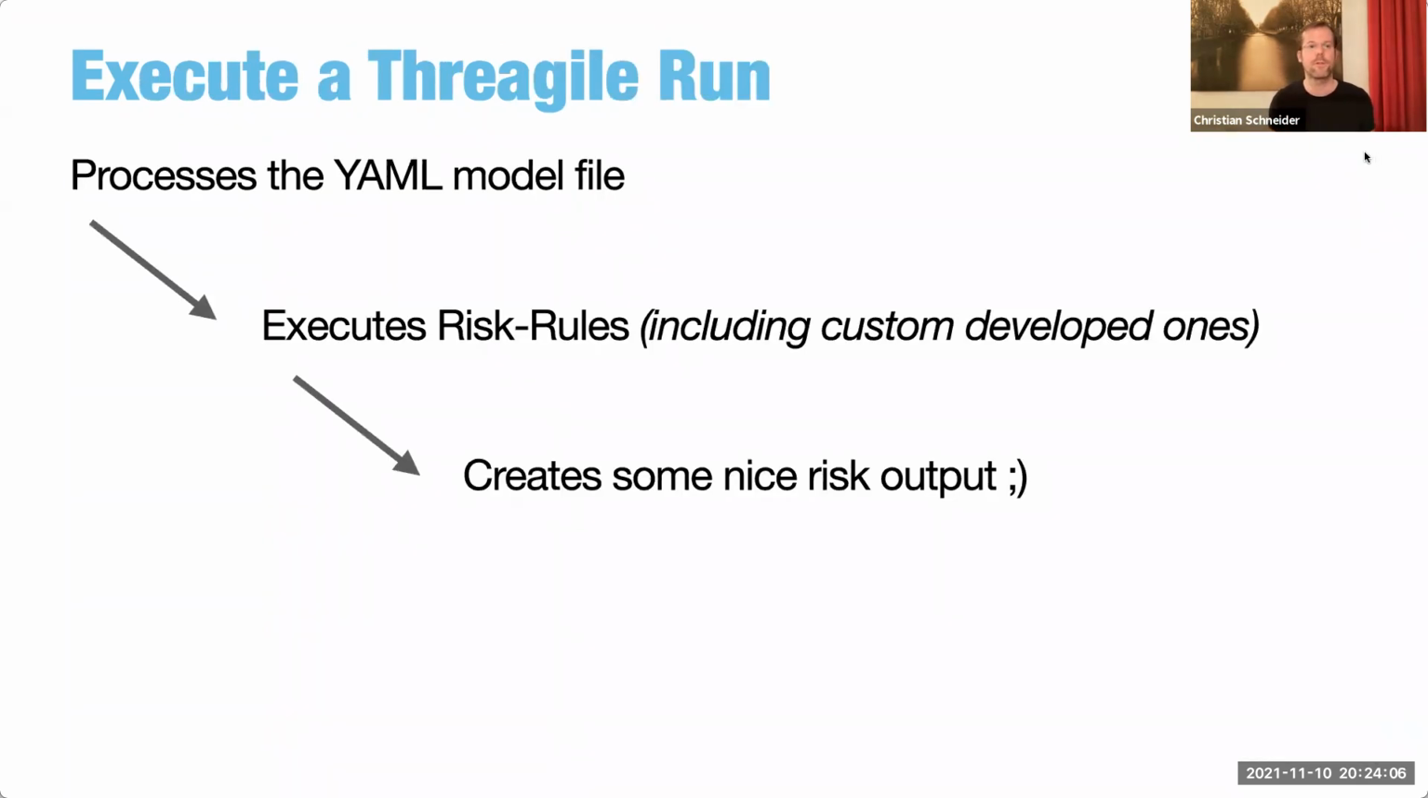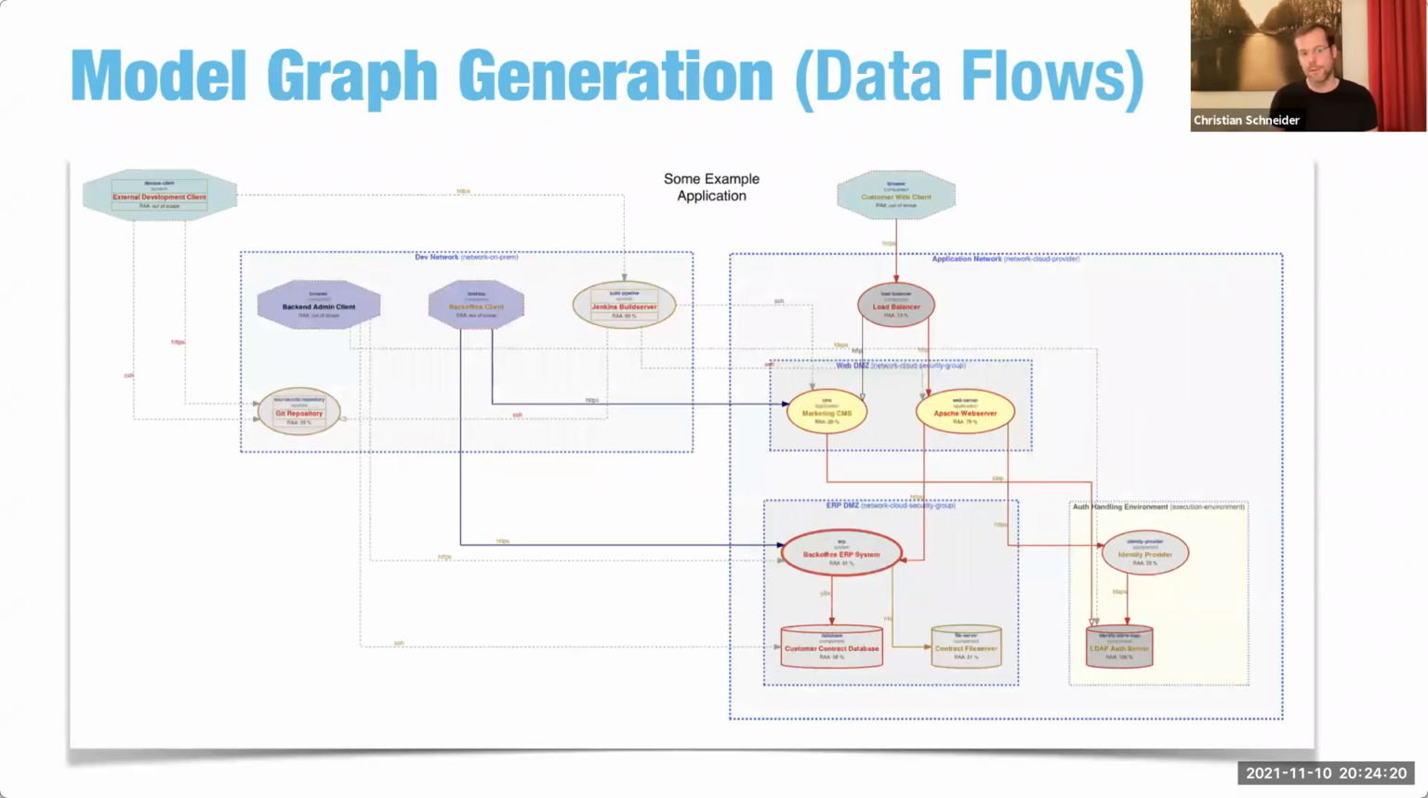Okay, and then you execute Threagile. That's just processing the YAML model file, which then is being read by Threagile, and the risk rules are executing, including the custom added ones, if you developed some, and it creates some nice output. First, a visual representation, the model graph. Very obvious and very important. So for us as humans to spot whether we've modeled everything as we expect it to be.